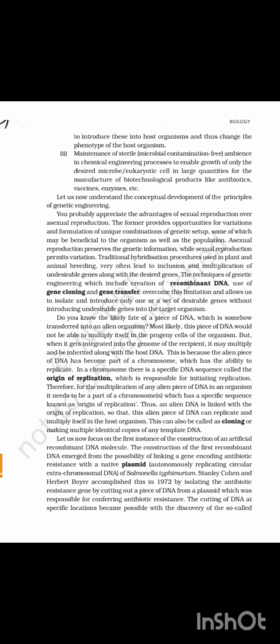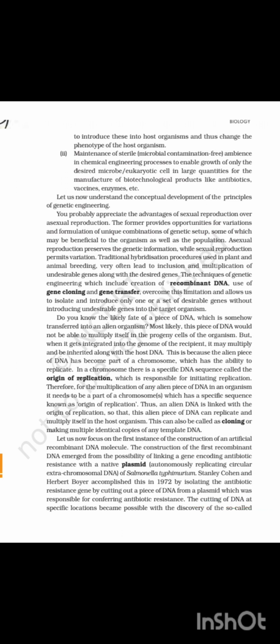Let us now focus on the first instance of the construction of an artificial recombinant DNA molecule. The construction of the first recombinant DNA emerged from the possibility of linking a gene encoding antibiotic resistance with a native plasmid, autonomously replicating circular extrachromosomal DNA, of Salmonella typhimurium. Stanley Cohen and Herbert Boyer accomplished this in 1972 by isolating the antibiotic resistance gene by cutting out a piece of DNA from a plasmid, which was responsible for conferring antibiotic resistance.